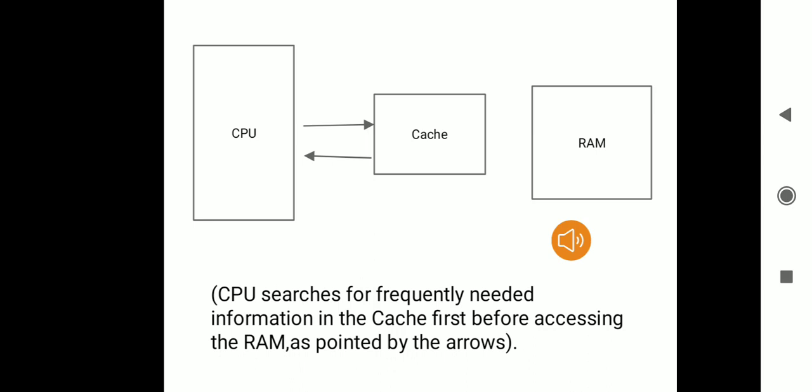See the block diagram in this slide. The CPU first searches the information in the cache before accessing the RAM. While searching, if the CPU finds it in the cache, there is a hit and the information is retrieved. But in case the CPU does not find the information in the cache, then it searches for that in the RAM.